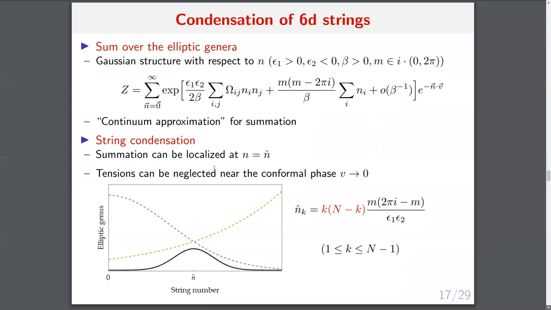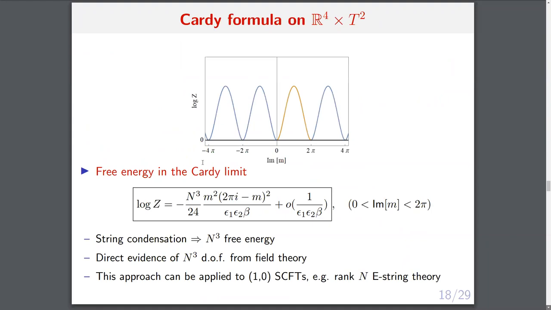Okay, so we're going to go back and insert this saddle point value into this integrand to obtain the free energy of this alpha times T3 index, Z. So this is our final result. After inserting the saddle point value, the log of Z, which I call the free energy, is given as minus n cubed over 24, m squared (2 pi i minus m) squared over epsilon 1, epsilon 2, beta.